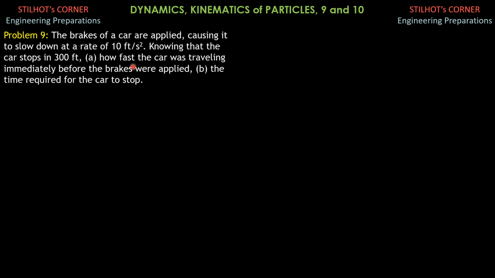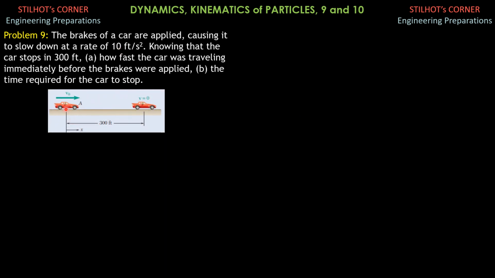That's the first question. The final velocity is 0, and the distance traveled would be 300 feet during this acceleration, which is negative 10 feet per second square. So the acceleration is constant in this case, and the formulas derived in the earlier part of this playlist apply. The time required for the car to stop. So here is the given situation, the figure.